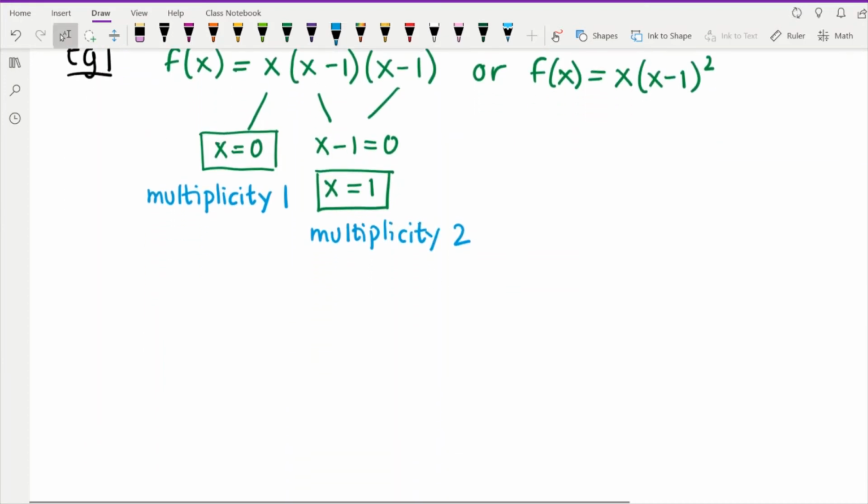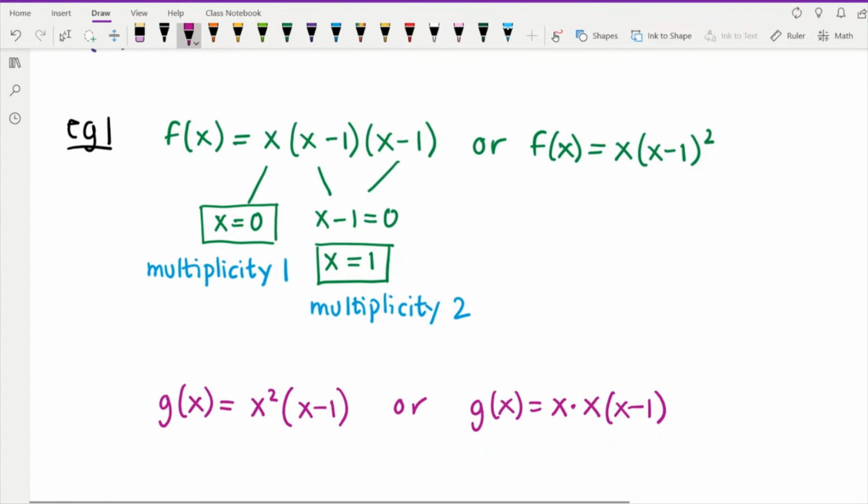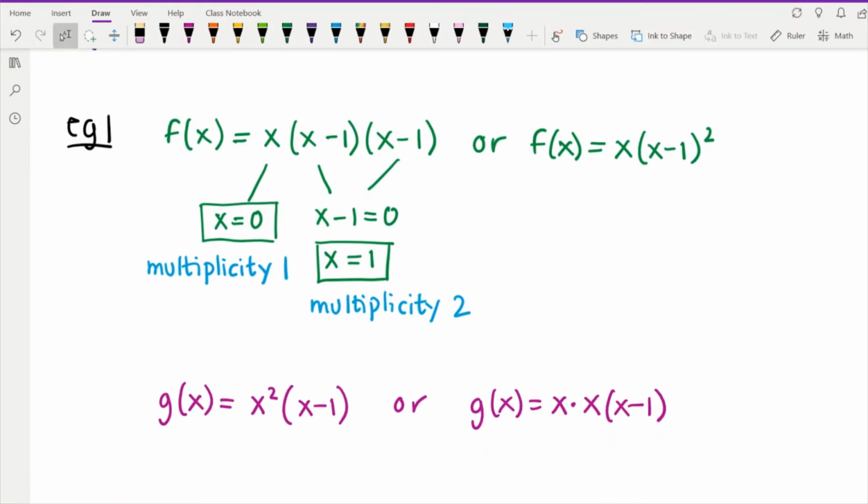So I want to do one more quick example just to contrast with this one. Let's say that instead we had the function g of x is equal to x squared times x minus 1. Another way of writing this, and I'm kind of flipping the order as I did up there, is x times x minus 1. But I think especially with just something like x, we tend to write it as x squared, whereas for this one, you see people writing it both ways.